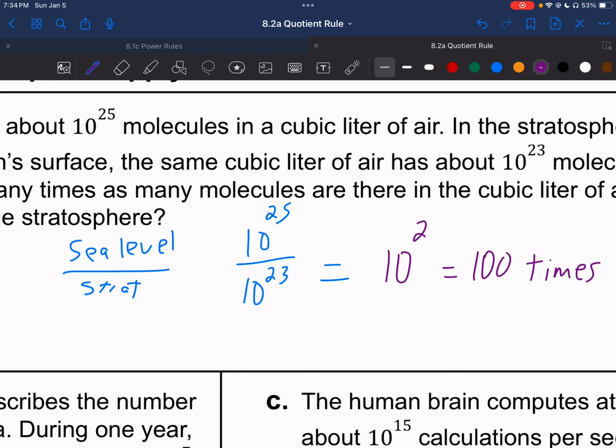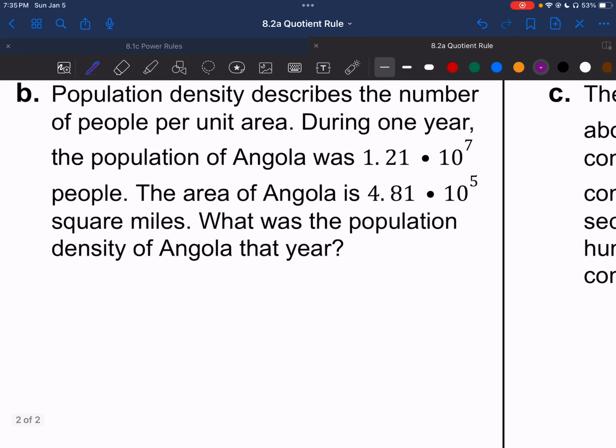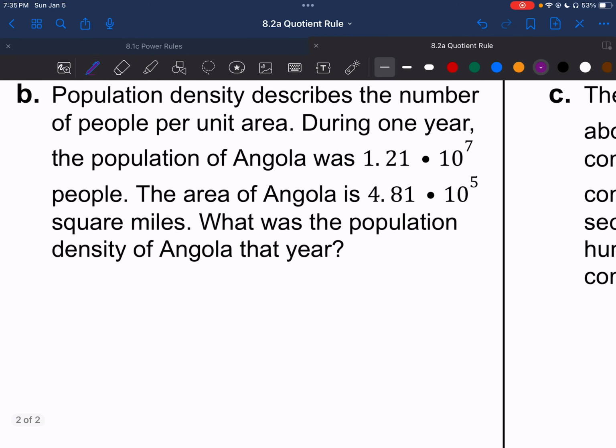So there are about 100 times as many molecules of air at sea level as compared with the stratosphere. The stratosphere is much thinner, much less dense.